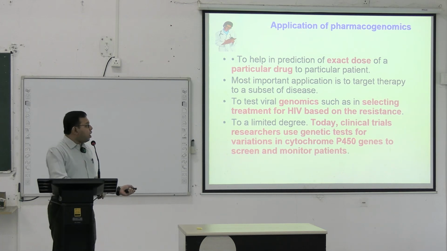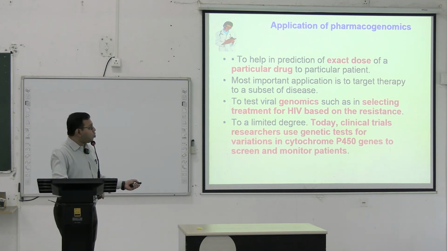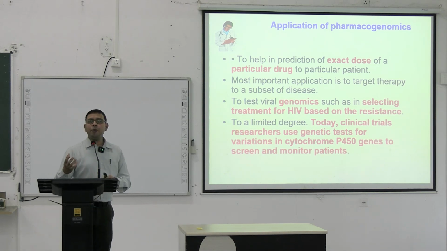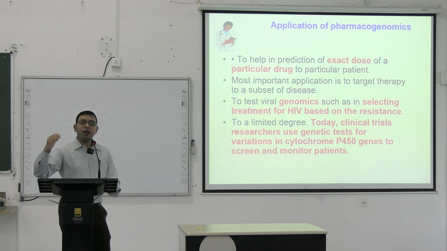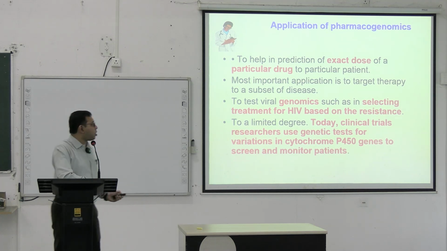To a limited degree, today clinical trial researchers use genetic tests for variation in cytochrome P450 genes to screen and monitor patients. We know many things about the cytochrome P450, just read about this, it is very important. There are different enzymes and different enzymes metabolize different drugs, and there is also pharmacogenomic variation, so this cytochrome may be less active or more active, and accordingly there will be more adverse effect or less adverse effect of the drug.